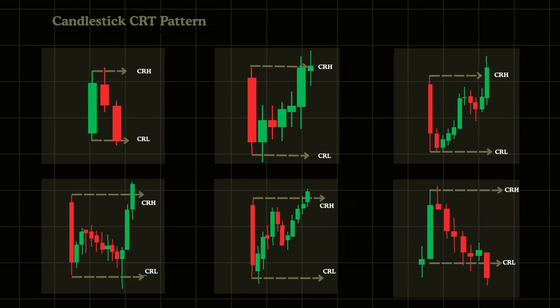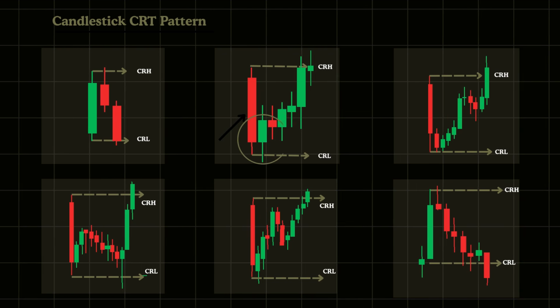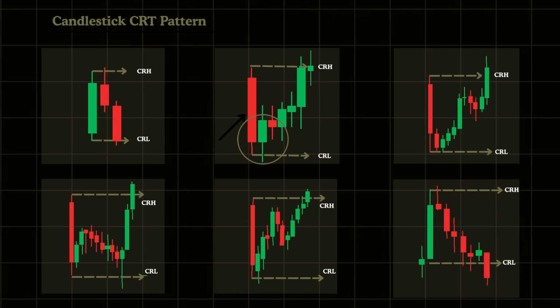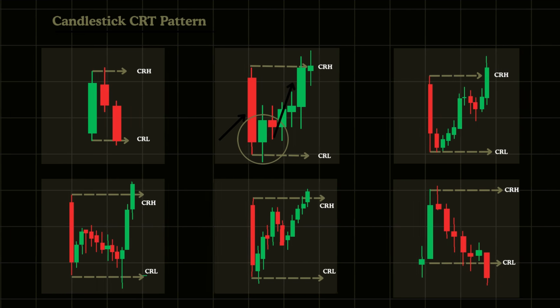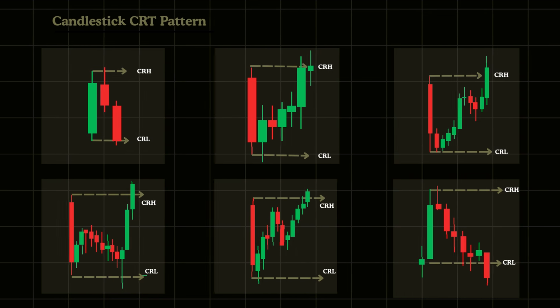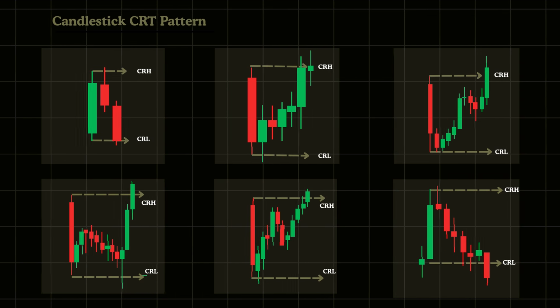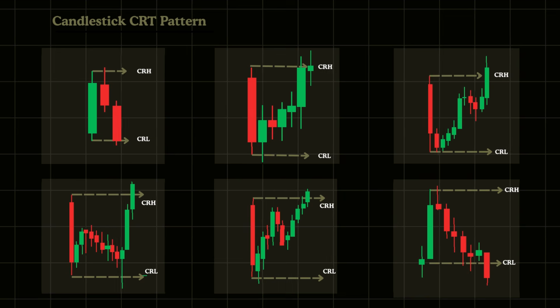In the next scenario, we start with a range-defining candle, followed by a bullish candle that sweeps beneath the range's low. Afterward, the price produces multiple candles and eventually breaks above the range. Again, we see the range created, liquidity hunted, and a breakout that pushes price upward, back toward the original range high. The next example follows a similar pattern.